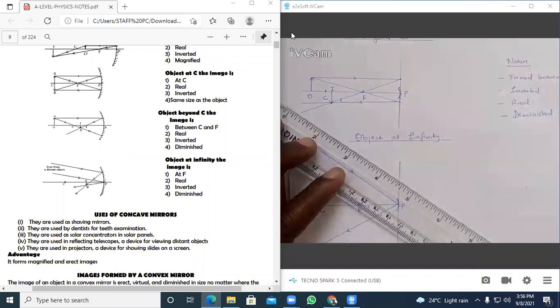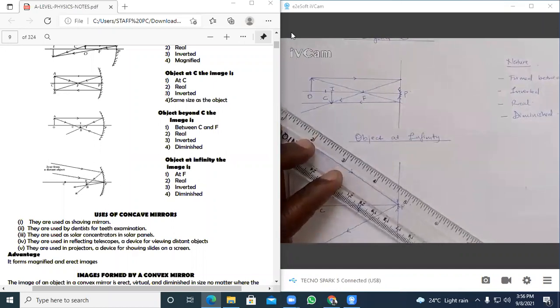Black means that's an oxide of copper, which is called an oxide of what? Of zinc.